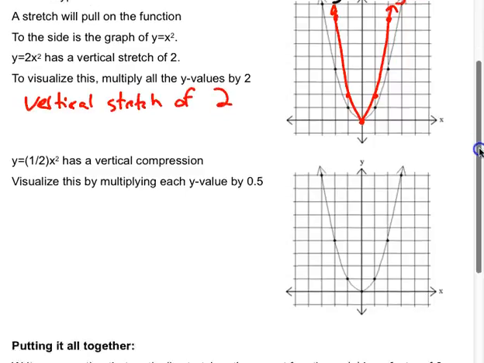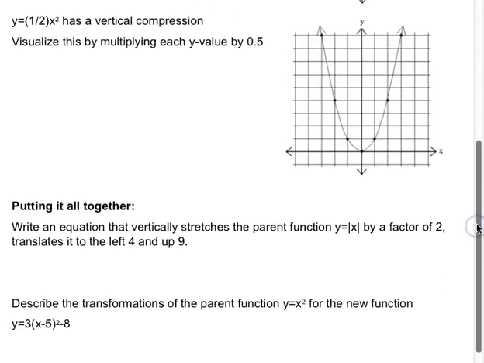Now, what about something like this? Okay, so this now, again, what we have at the moment is y equals x squared. What we want is y equals 1/2 x squared. So this time what's happening is instead of multiplying all the values by 2, this time we're multiplying them by 1/2. So what's going to happen?